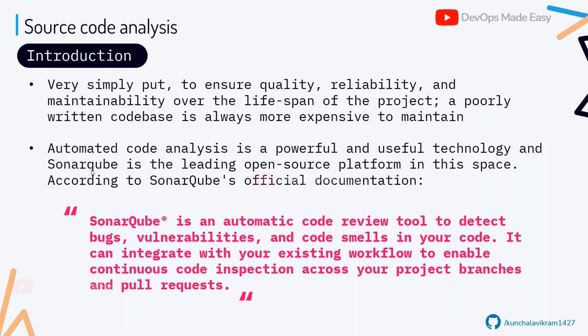According to the official documentation, SonarQube is an automated code review tool to detect bugs, vulnerabilities, and code smells in your code. So it detects all these. Whatever things that we are saying, like duplication should not be there, vulnerabilities should not be there, you should not unnecessarily complicate your source code, all these are identified by your SonarQube.